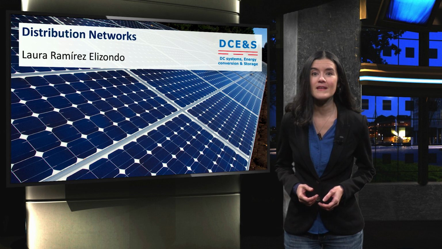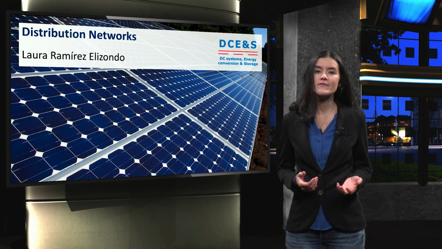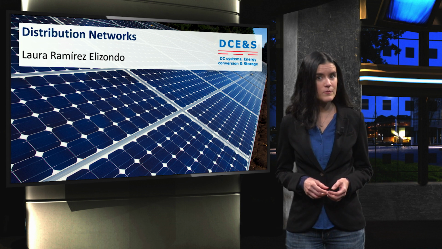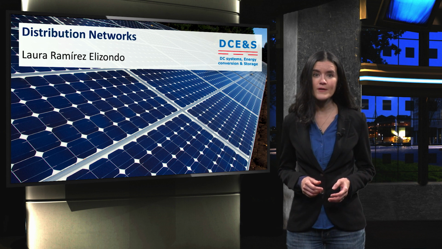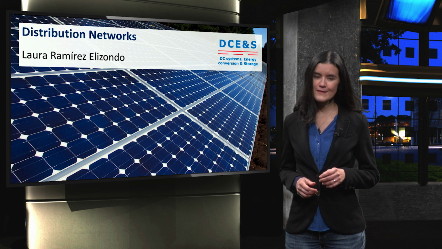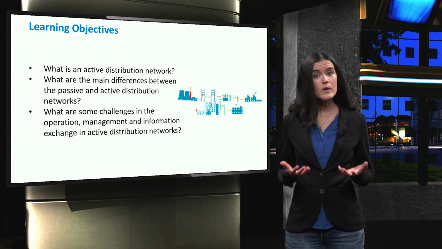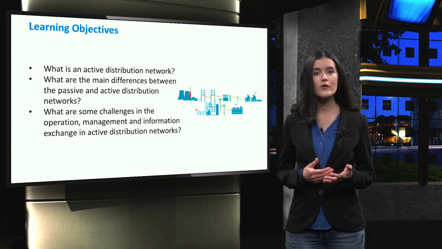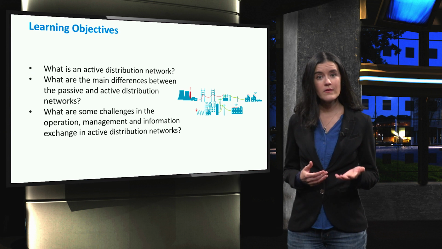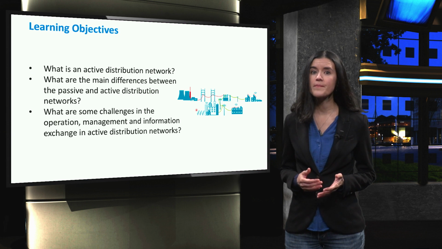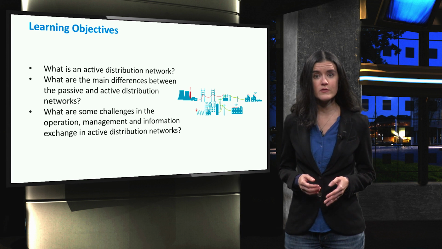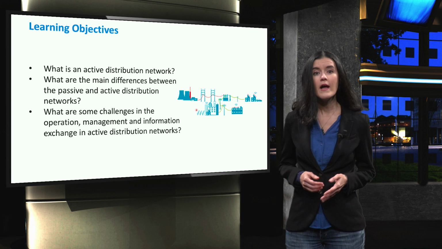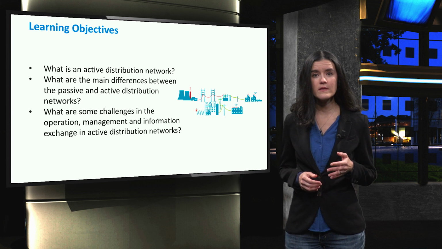It is expected that in the next decades we will see a shift from the so-called passive distribution network to the smarter or more controllable active distribution network. In this video, we will address this topic. You will learn the main differences between the current passive distribution network and the future active distribution network. We will focus on aspects related to the integration of distributed generators, control, and information exchange between the different actors involved.